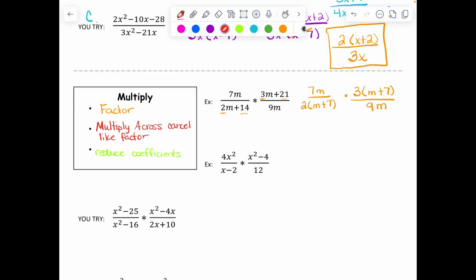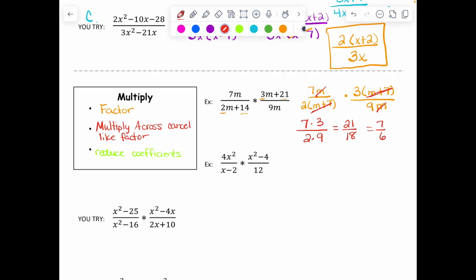All right, so let's try our first one. So the first thing we look at is we say, okay, here we have an m plus 7, and across from it we have an m plus 7. Those can go away. We have a 7m and a 9m. We can cancel out the m's, okay? And then, so what we have left is 7 times 3 on top and 2 times 9 on the bottom, which gives us 21/18, but that reduces down to 7/6.